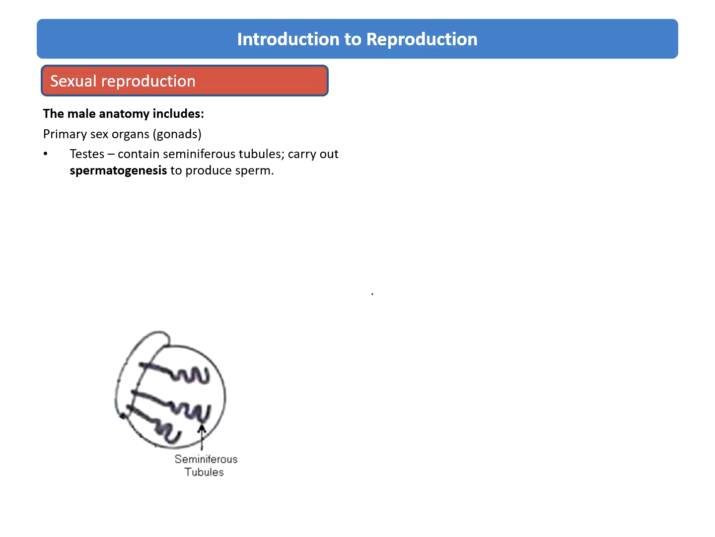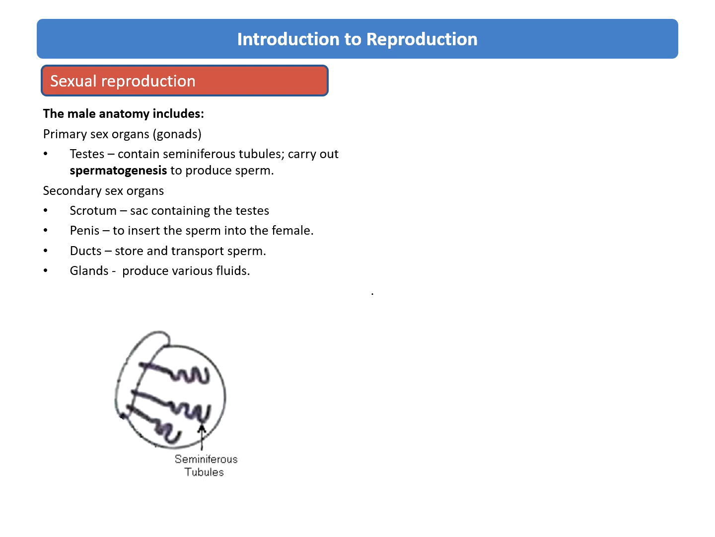The male anatomy includes primary sex organs. These are the gonads, the testes. They contain seminiferous tubules, and they carry out a process called spermatogenesis to produce the sperm. They also contain secondary sex organs. The scrotum is the sac containing the testes, the penis to insert the sperm into the female, various ducts to store and transport sperm, and glands producing various fluids.